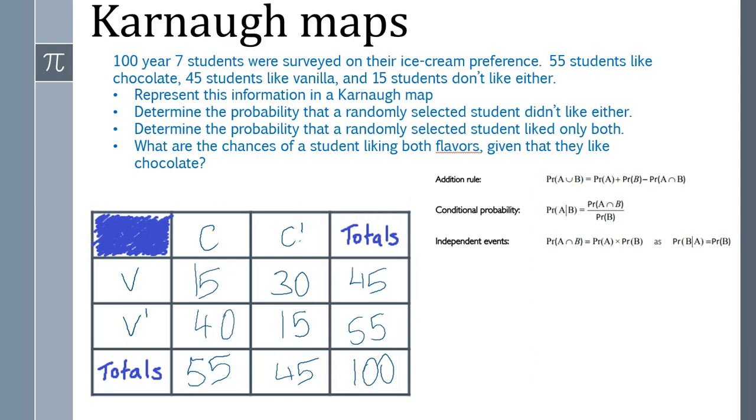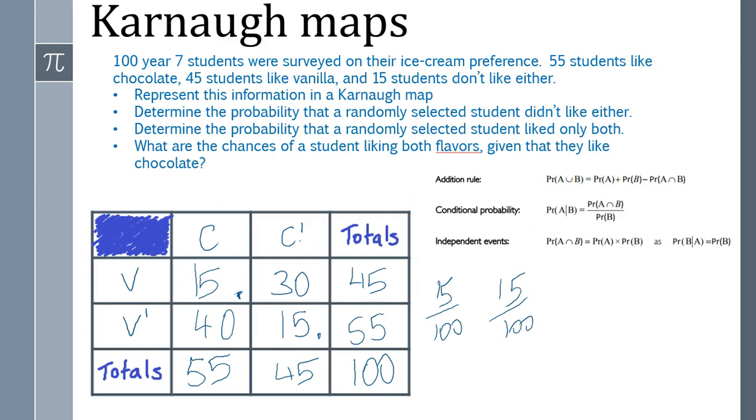So let's go through these questions. Determine the probability that a randomly selected student didn't like either. So not chocolate, not vanilla, we've got 15 out of 100. Determine the probability that a randomly selected student liked only both. I think that's meant to be liked both. So again, there's 15 out of 100 that like vanilla and chocolate.